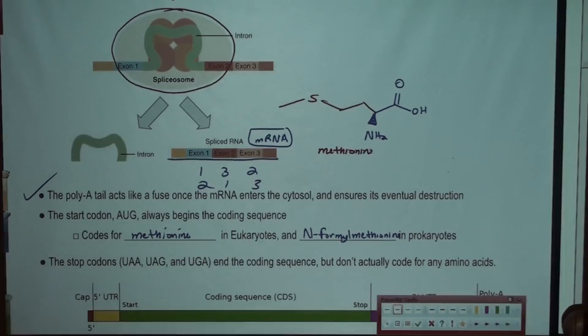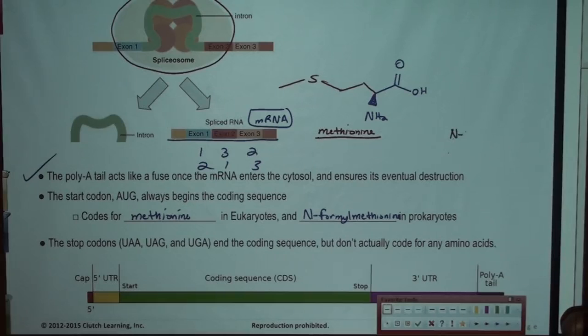That's your R group. Okay, so for eukaryotes, AUG is the start codon. It always codes for methionine. So methionine will always be the first amino acid that's laid down to begin your primary structure. Now, prokaryotes, they don't use methionine, they use N-formal methionine. So let's talk about that.